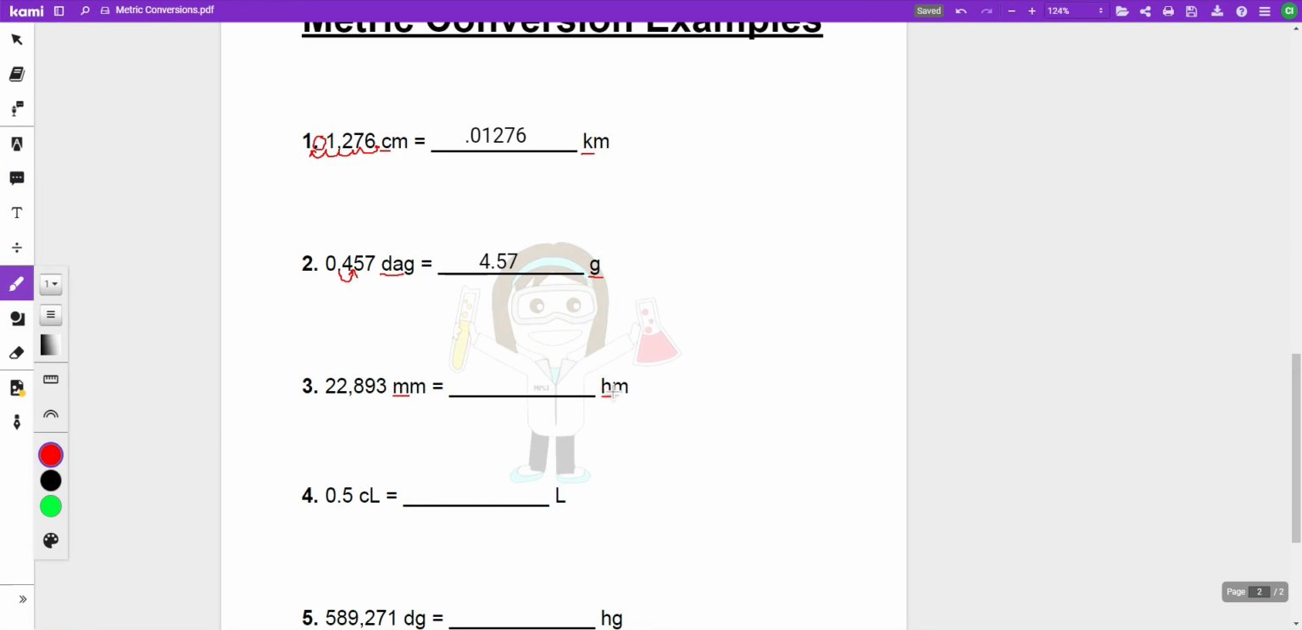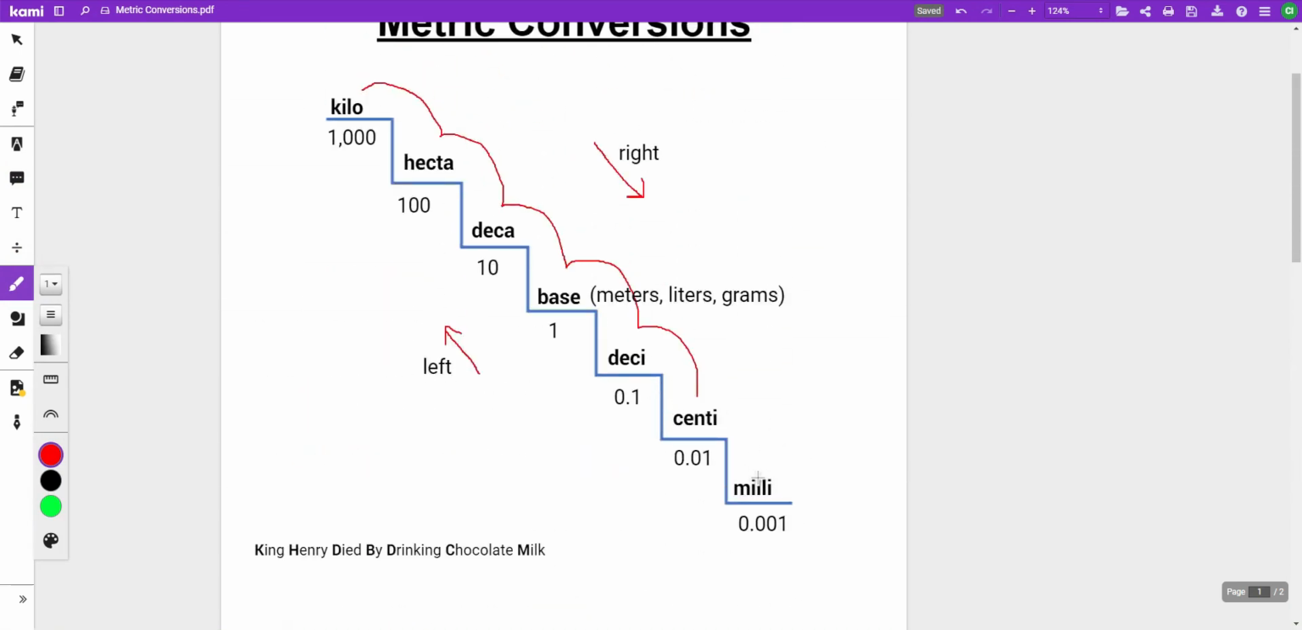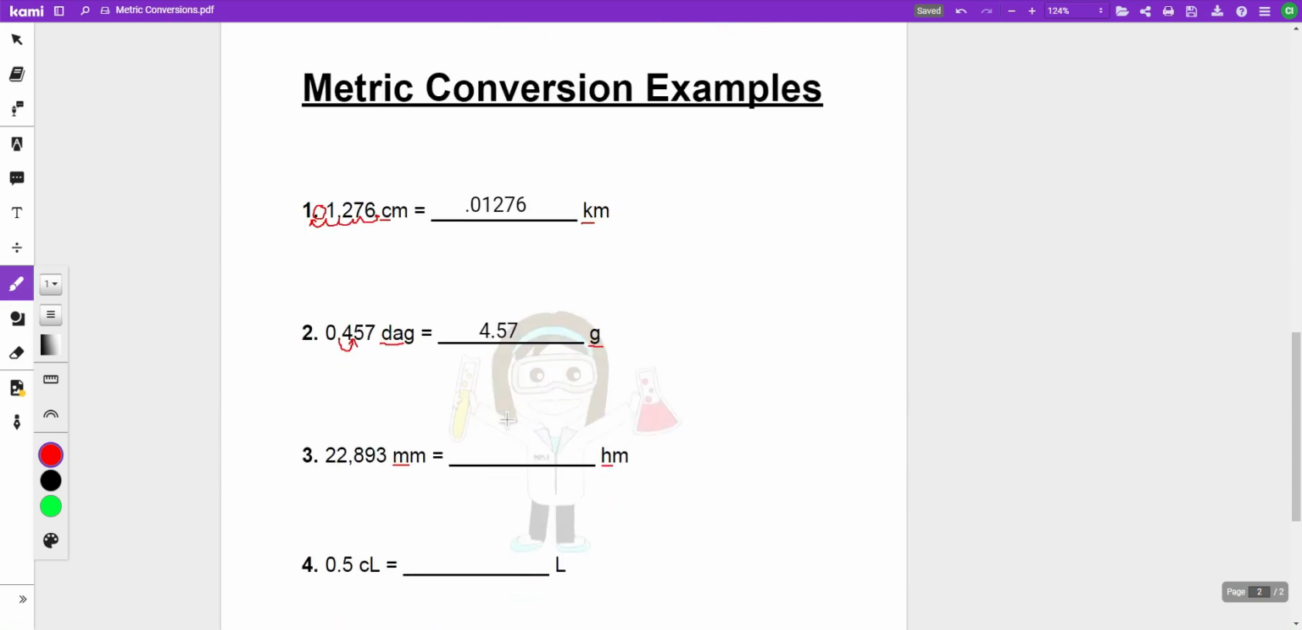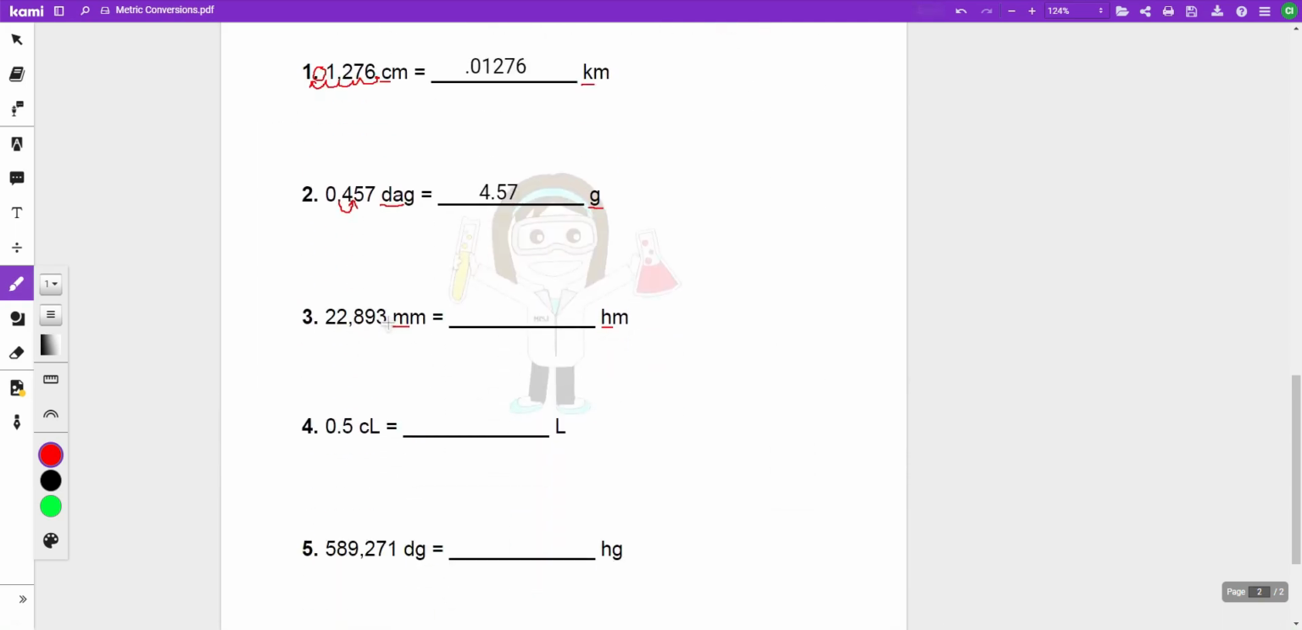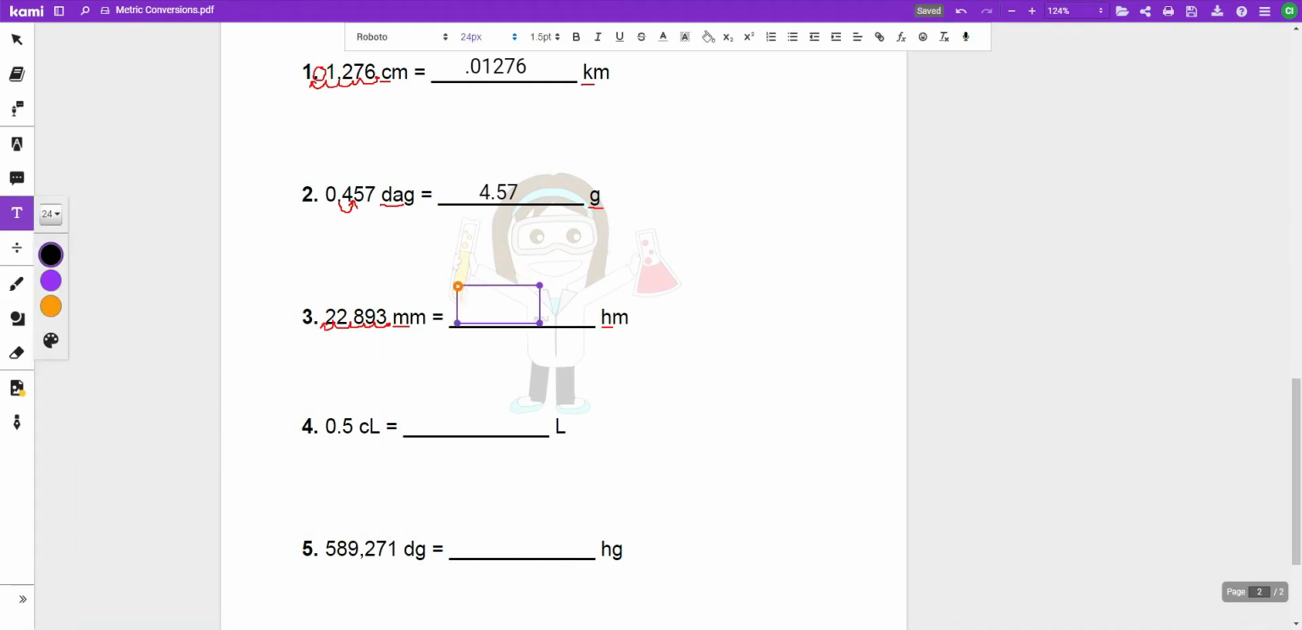Okay, number 3. We are going from millimeters to hectometers. So milli to hecta. So going back up to our staircase, we're going to start here at milli. We're going to go up to hecta. So that's 1, 2, 3, 4, 5. And we're going up the staircase, so we're going towards the left. So 5 places to the left. This is a whole number, so our decimal again is going to be behind the 3 or at the end. We're going to go 1, 2, 3, 4, 5. So our decimal is now going to go in front of this number. So our new number, we'll put decimal 22893.